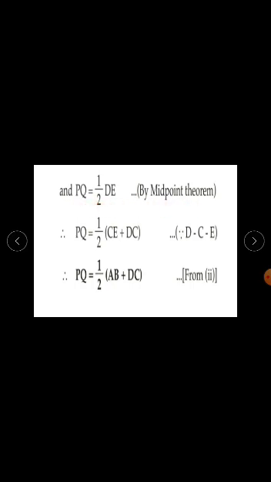And next, PQ is half of DE again by midpoint theorem. The segment joining the midpoints of any two sides of a triangle is half of the third side. Therefore, PQ is half of DE. But for DE, we can write CE plus DC, D-C-E. So, PQ is equal to half of CE plus DC. But for CE, we can write AB from equation 2. So, PQ is equal to half of AB plus DC. Hence, proved.